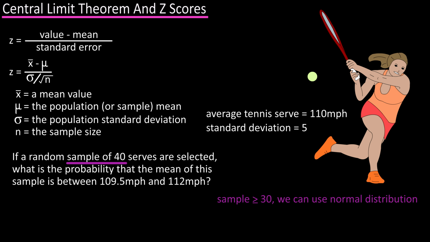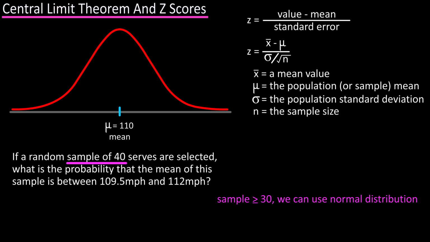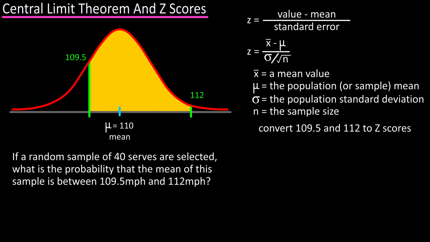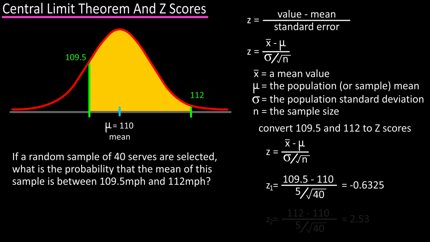Since the sample size is greater than or equal to 30, we can draw a normal curve, and we have the mean of 110 here in the middle, and we're looking for the area or probability of between 109.5 and 112 here. So we need to convert both 109.5 and 112 to z-scores. Using our formula, we have z1 equals 109.5 minus 110, the mean, divided by 5, the standard deviation, over the square root of 40, the sample size. And we get negative 0.6325. And doing the calculations for the upper boundary of 112, we get z2 equals 2.53.